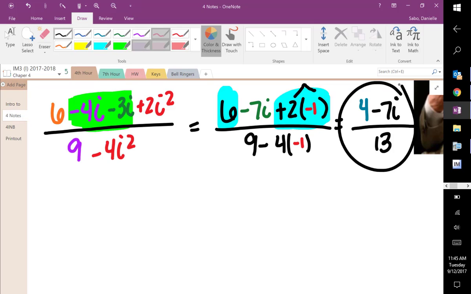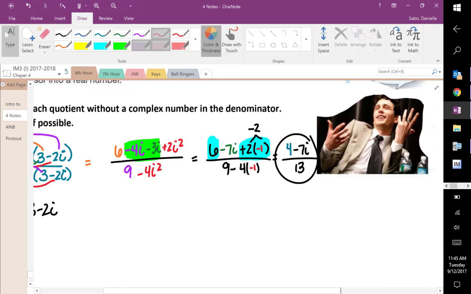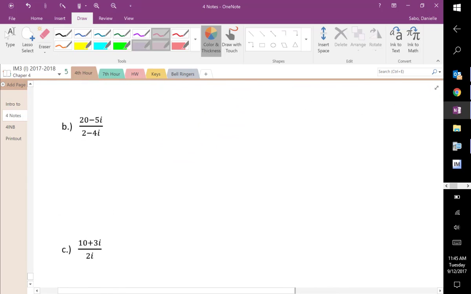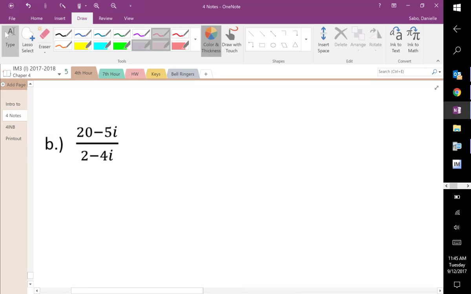Okay, let's do it one more time. Let's look down here. Ooh, C looks really easy. But let's do B. Let's do it one more time, and then we'll call it a day, and then have you guys practice it a little bit. First step is to find what's my conjugate. Good. 2 plus 4, imaginary number i.